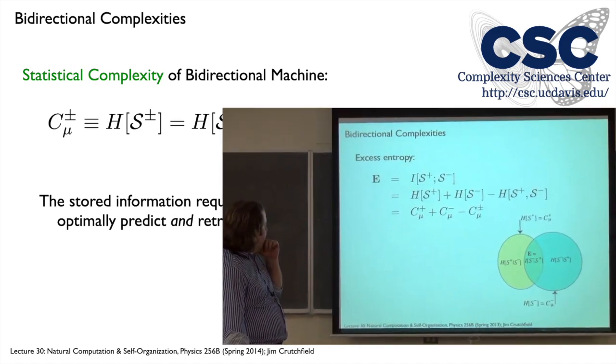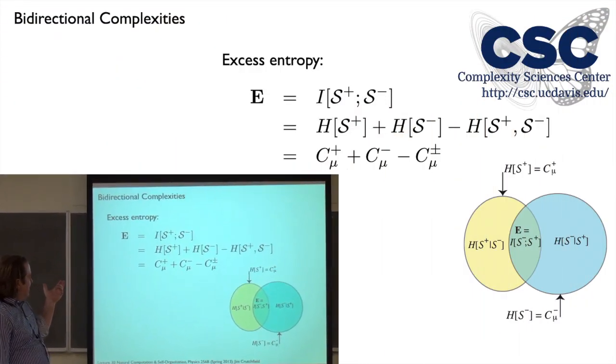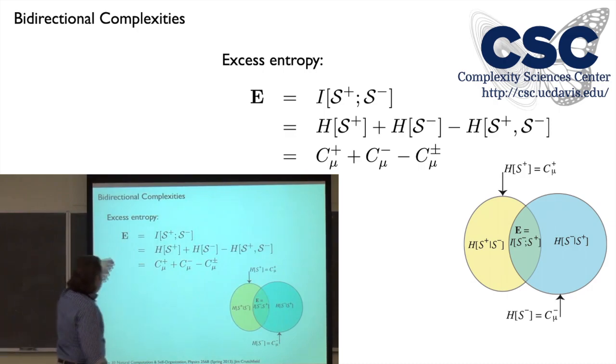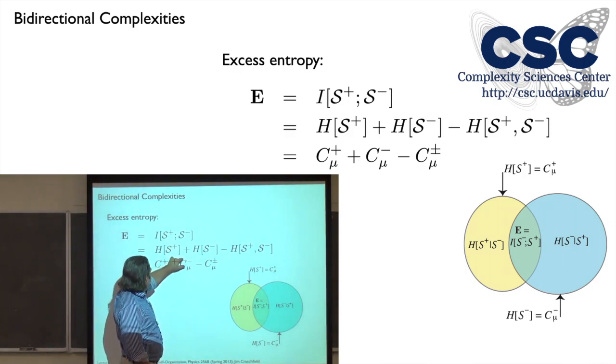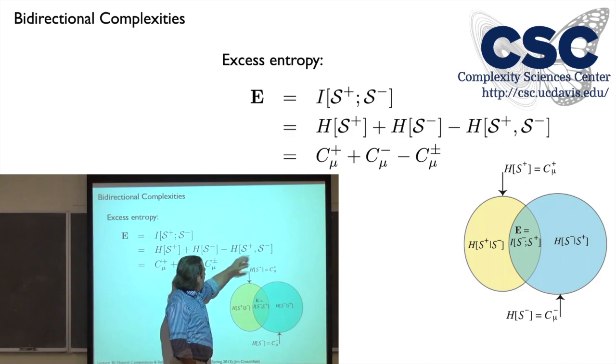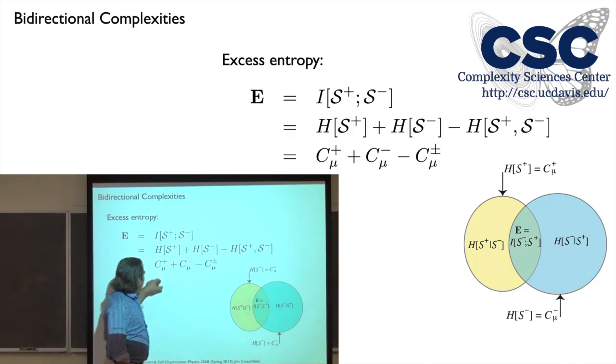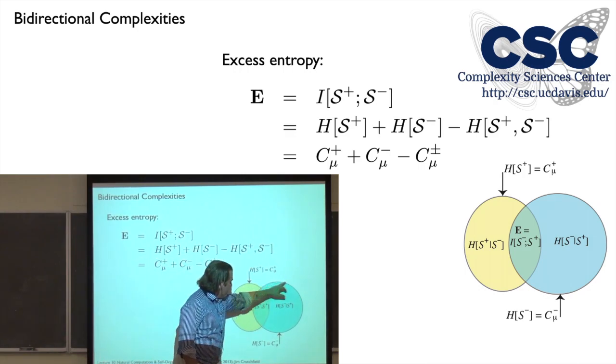We can also recast the excess entropy. This is a very time-symmetric quantity. It seems like it's not sensitive to time irreversibility. But now we can re-express this if we unpack the mutual information in terms of the sum of the marginals minus the joint. Now we can express that in terms of the forward complexity, reverse complexity, and this joint complexity, which has a simple information diagram representation.